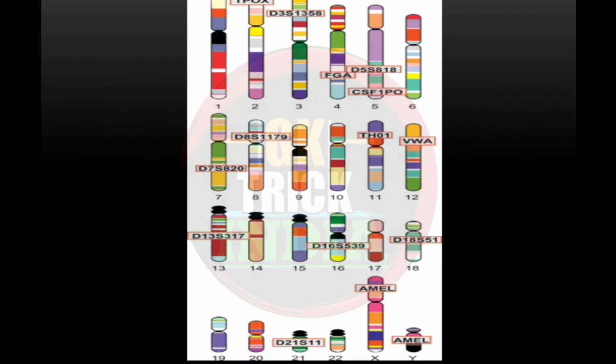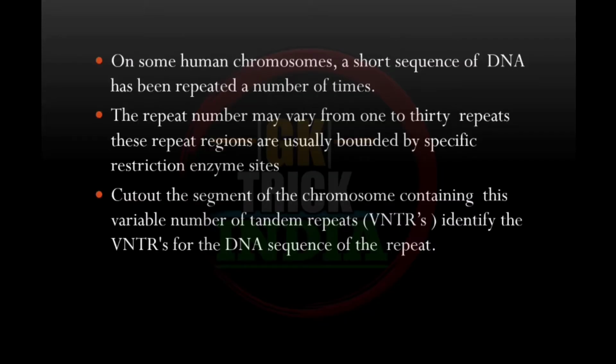So how do we determine the final result of DNA fingerprinting? We look at the pattern. Patterns differ for each individual. Each strip will differ between individuals, showing a different result for each person. On some human chromosomes, a short sequence of DNA is repeated a number of times. These repeated numbers may vary from one human to another, from 1 to 30 times.